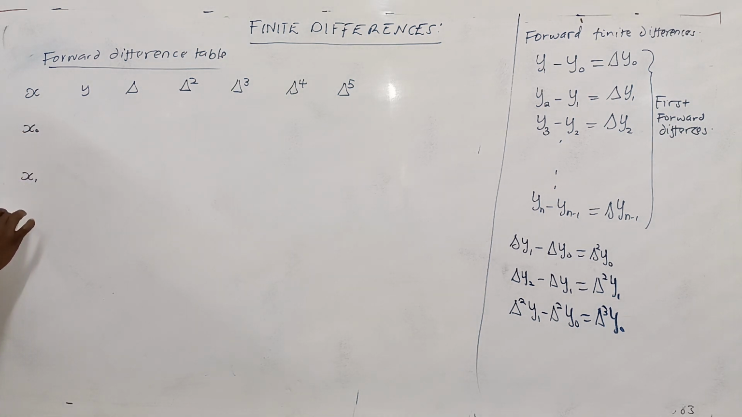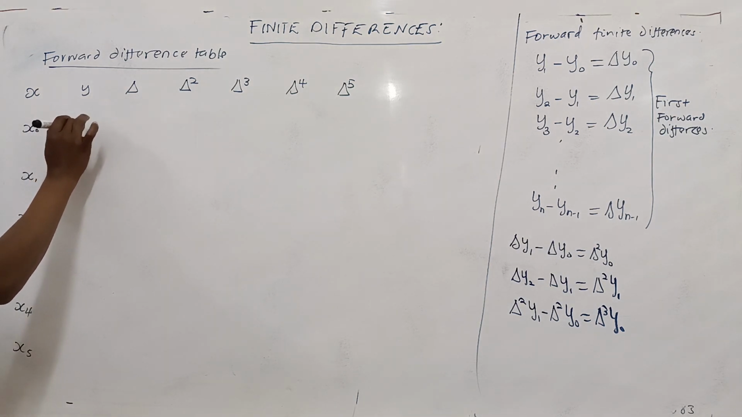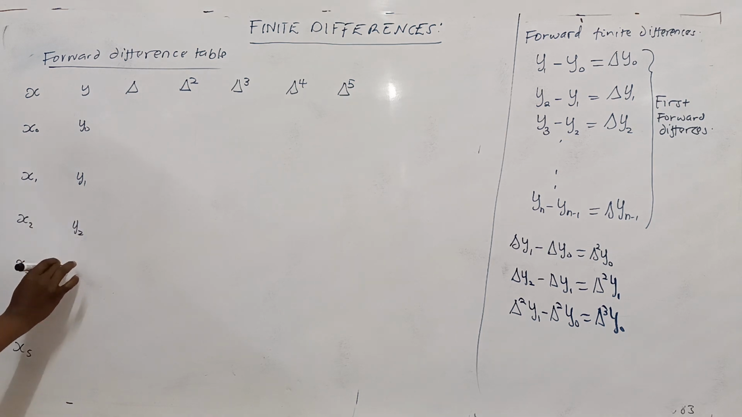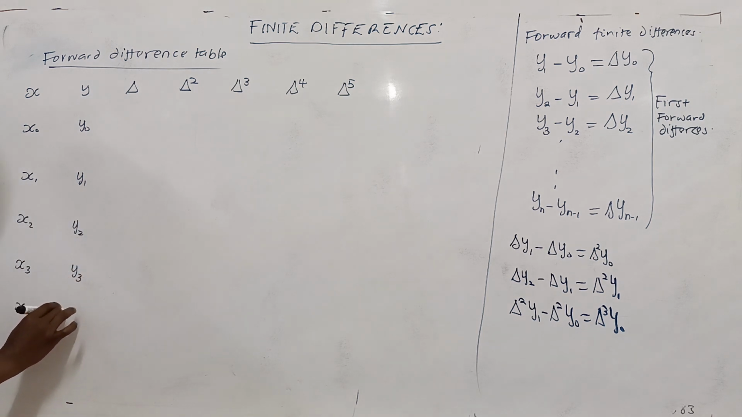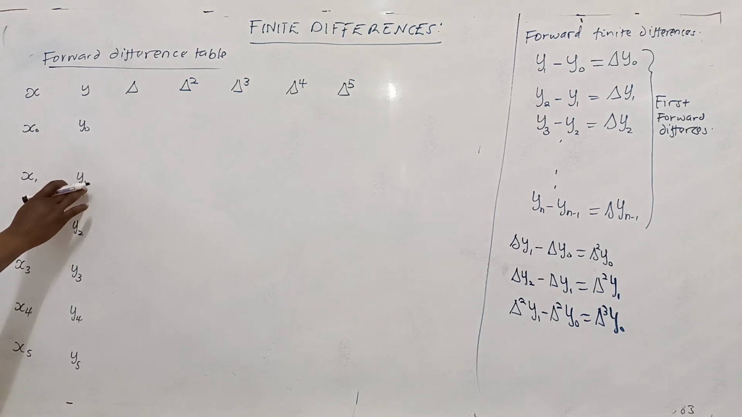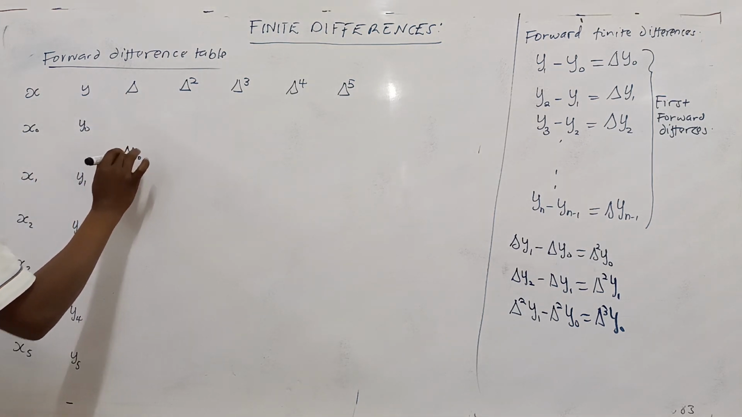The values of the argument are x0, x1, x2, x3, x4, x5. The values of the entry or the functional values are y0, y1, y2, y3, y4, y5.